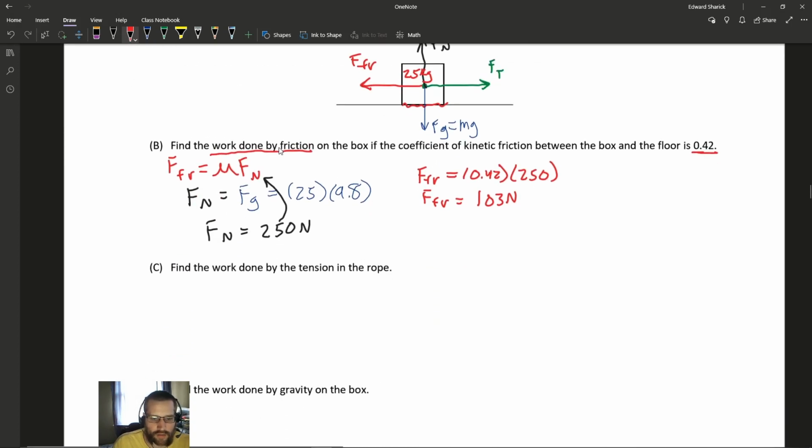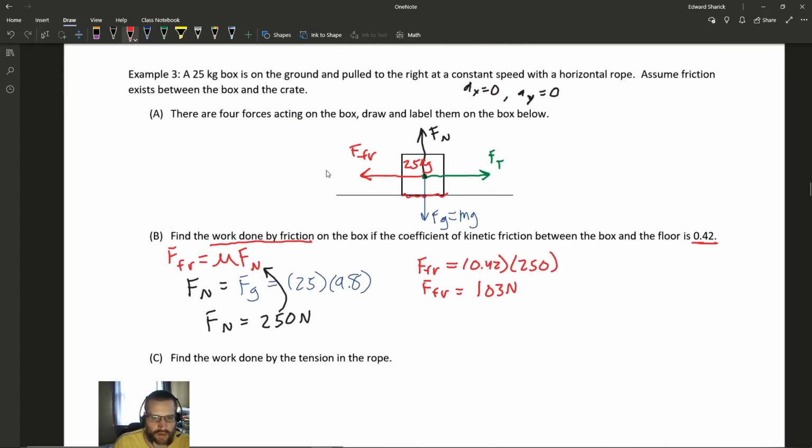Now, in the problem, I actually left out a critical piece of information, and we're going to add that in now. It says pulled to the right at a constant speed. It's pulled to the right a distance of, we're going to say, 11 meters. I forgot to include that, but we're going to just assume that that's the distance. Sorry if you tried to solve that and could not figure out what the distance was. My apologies.